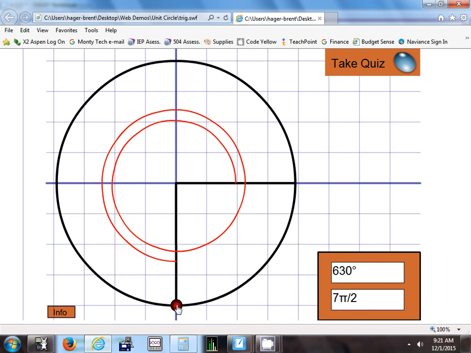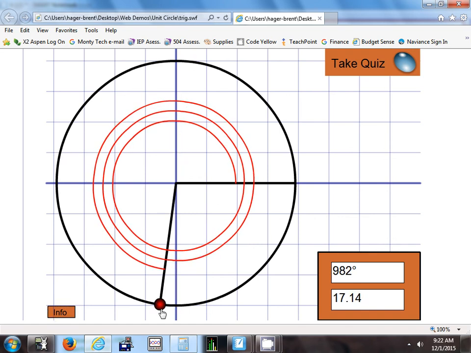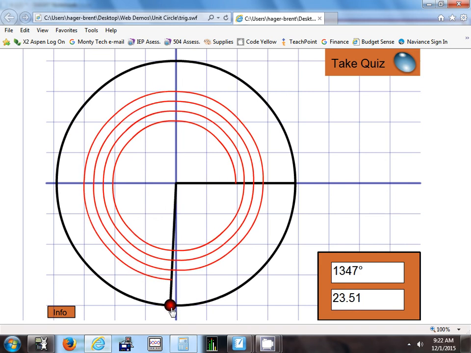As I go beyond a revolution, my angle goes beyond 360 degrees. So we can see that where I stopped for 630 degrees is exactly the same as where I'd stop for 990, which is the same as where I'd stop for 1350. All these angles have the same stopping point for the terminal side, in this case straight down on the y-axis.